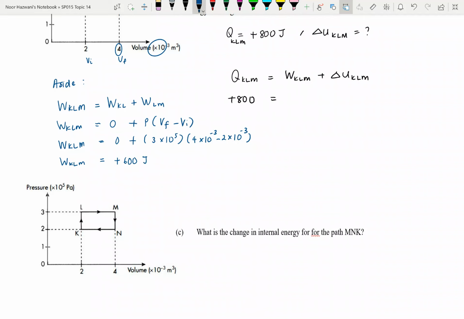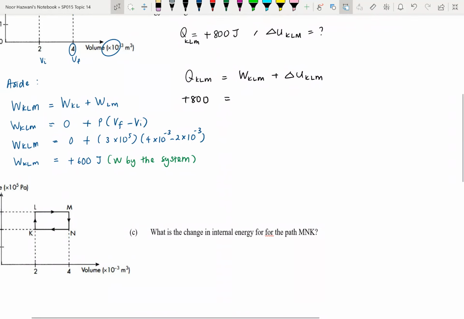So we can conclude this is work done by the system, because it is positive. Okay, we have got it. Then we plug in here, into the equation for KLM. So, we plug in positive 600 joule, and then plus delta U KLM. And then you press your calculator. Okay, we will get positive 200 joule.